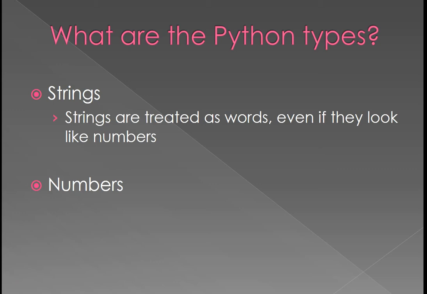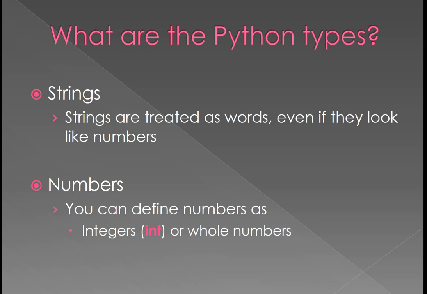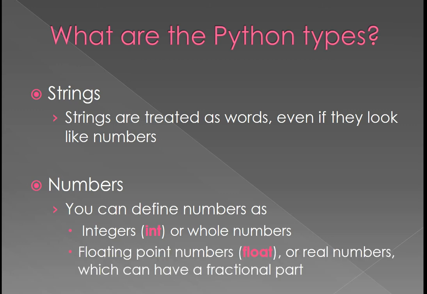So if you've got a string of numbers, if you have numbers inside quotes, they're going to be read in as words. They're not going to be read in like numbers. And numbers, you can define numbers as integers, which you know from your math lessons are whole numbers, or you can define them as floating point numbers, which are real numbers. They can have a fractional part. It really makes a big difference how you define them.